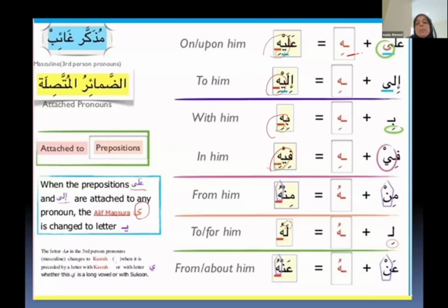Okay, ala. So ala will join with hu, fitting into alayhi. I'll explain the reason. Ila plus hu, ilayhi. Bi plus hu, bihi. Fi plus hu, fihi. Min plus hu, minhu. It won't be mihi. Okay? Li plus hu, remember li changes into la. So li plus hu, lahu. An plus hu, anhu.